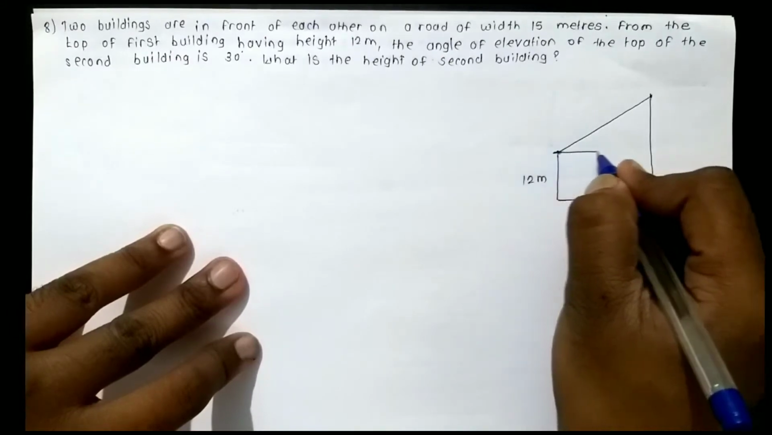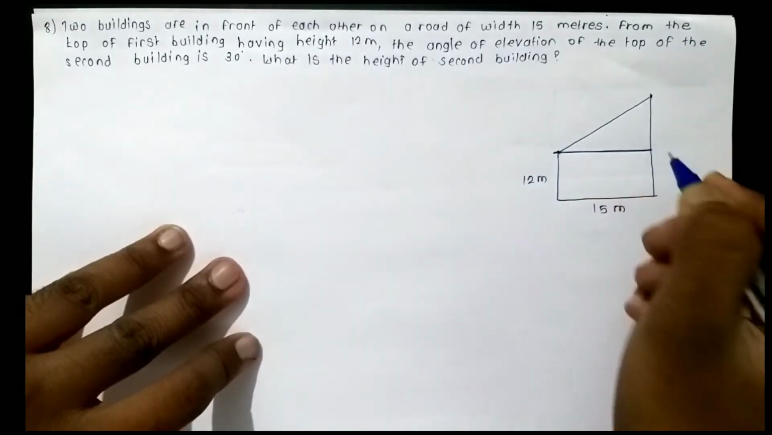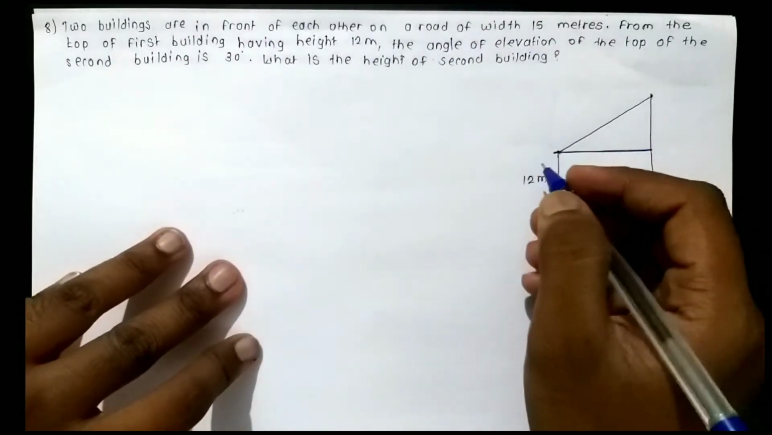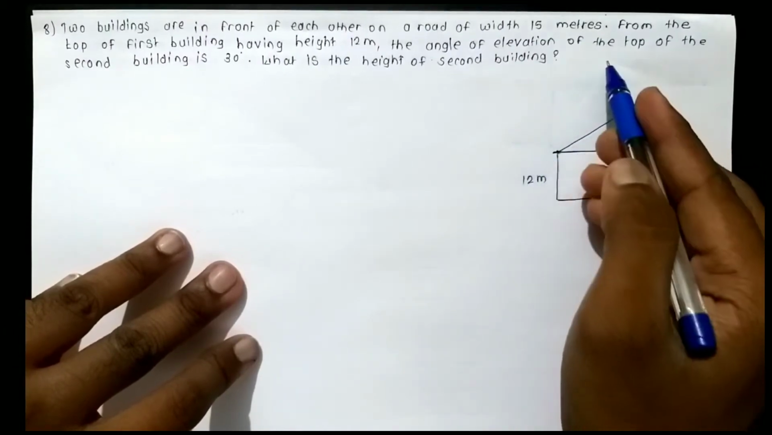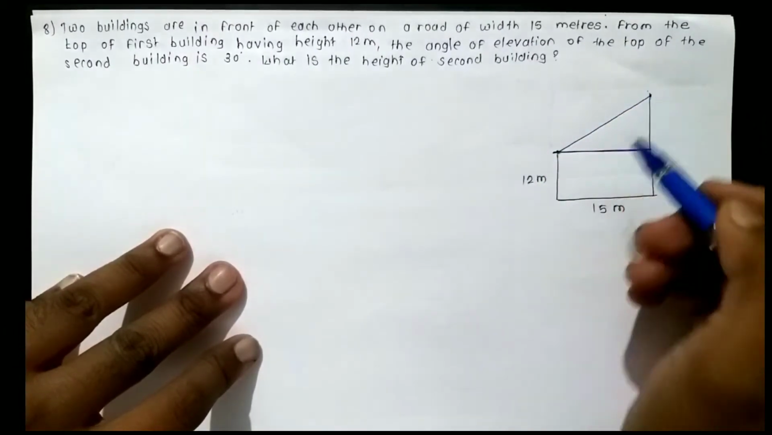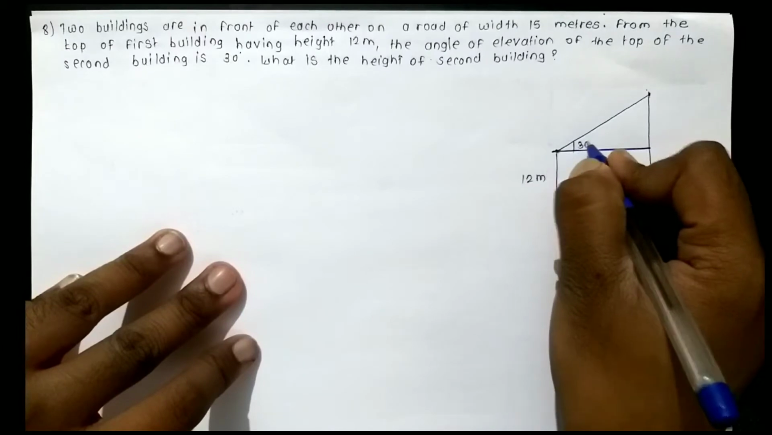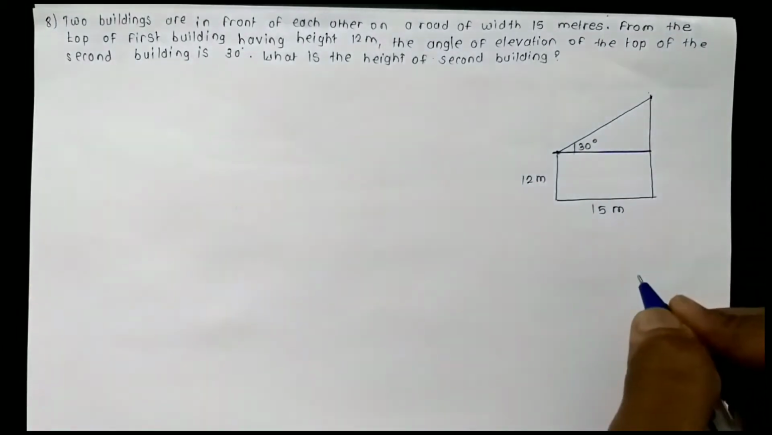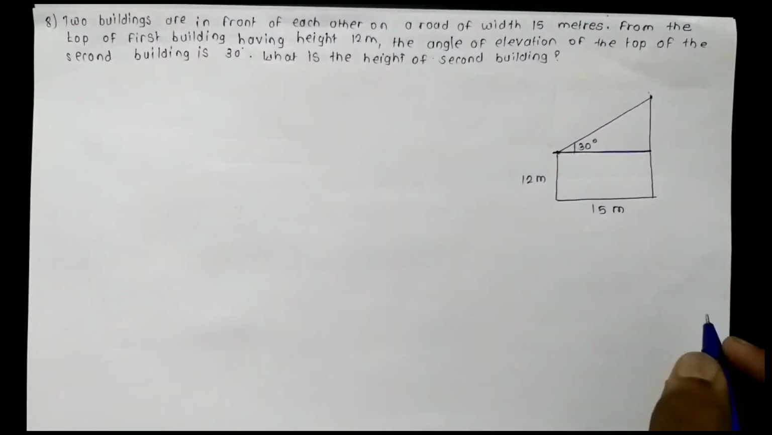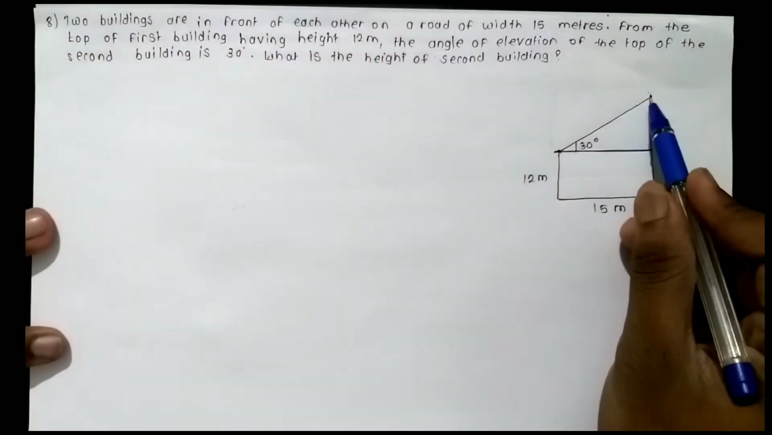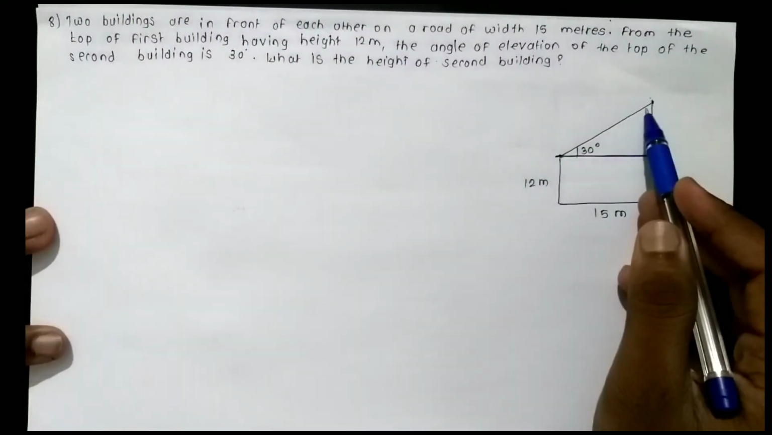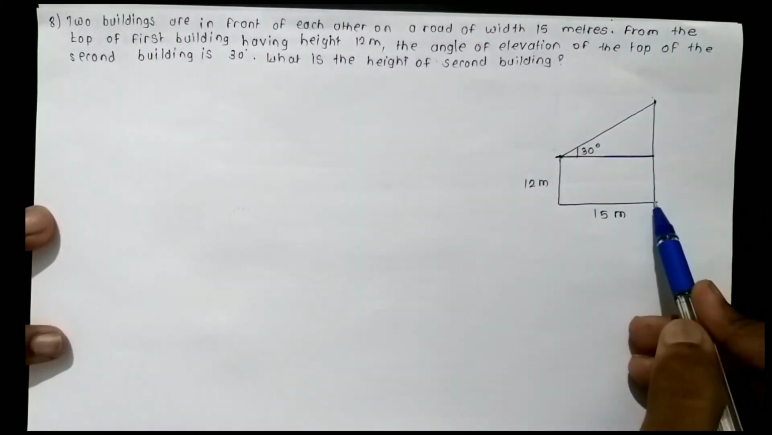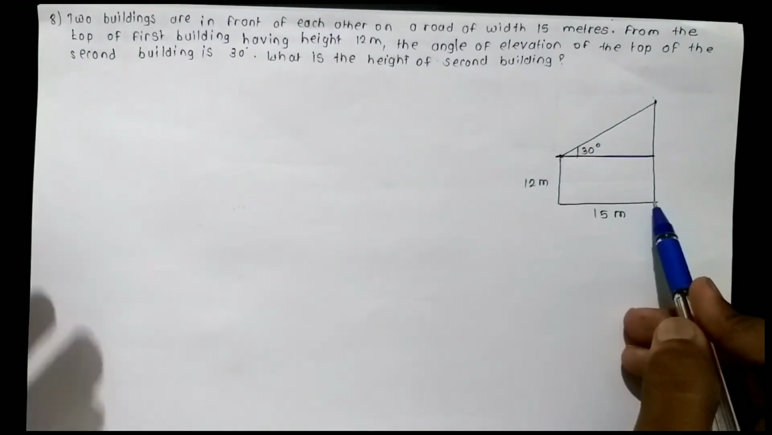I draw a horizontal line from this to form a theta. The angle of elevation of the top of the second building is 30 degree. What is the height of the second building? And we have to find out the height of the second building.